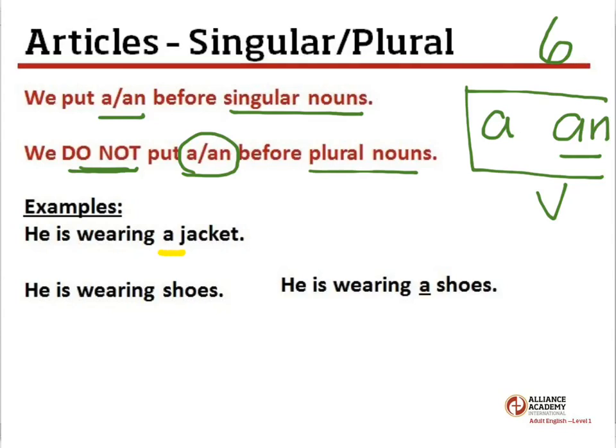He is wearing a jacket. Jacket is singular, so we put a before it. However, let's look at the second example. He is wearing shoes. Here, shoes is plural, so we do not put a before our noun. That would be wrong. Let's look at this bad example here. It says, he is wearing a shoes. We cannot say a shoes because no article goes before plural nouns. So that is the grammar that we will be looking at in Module 6.